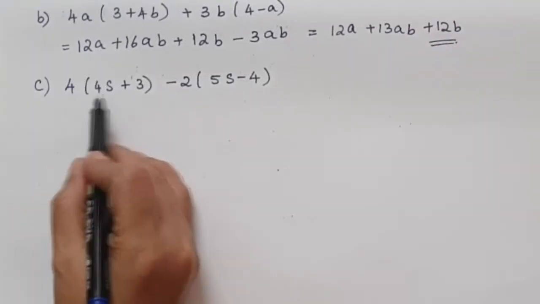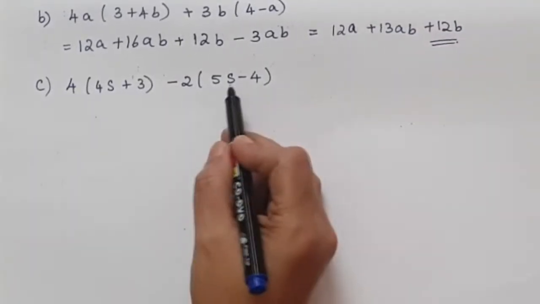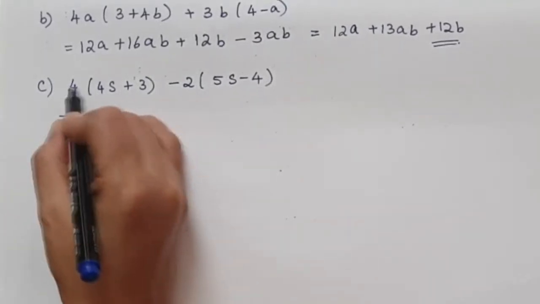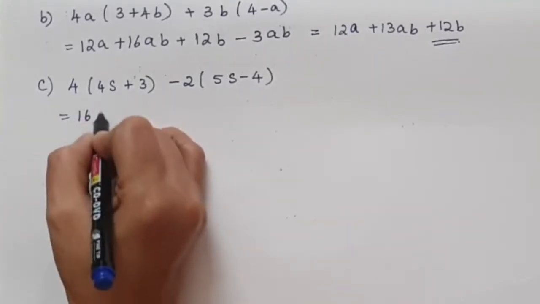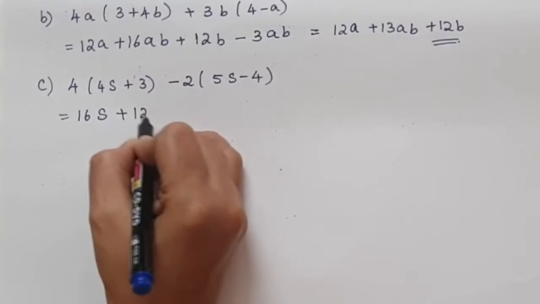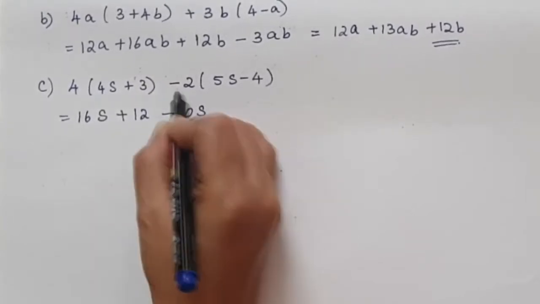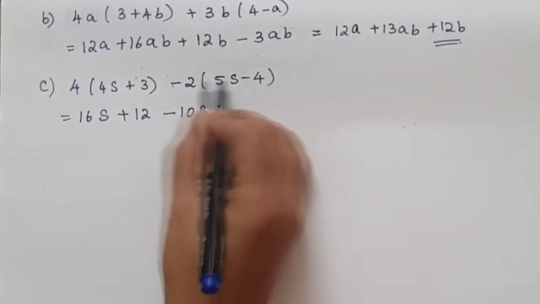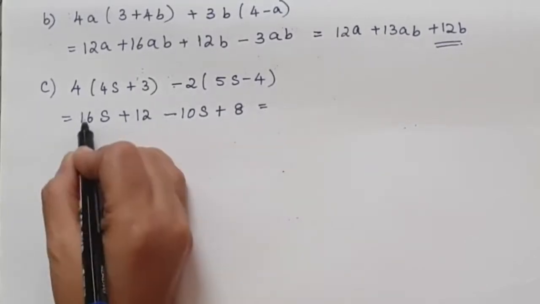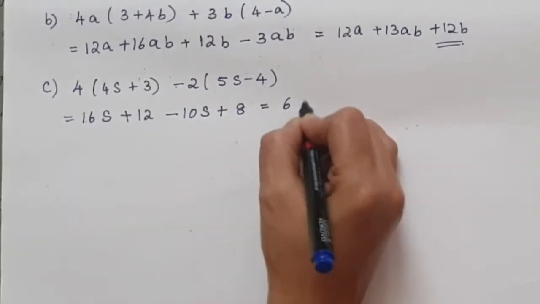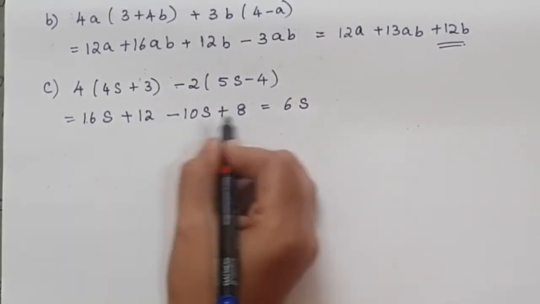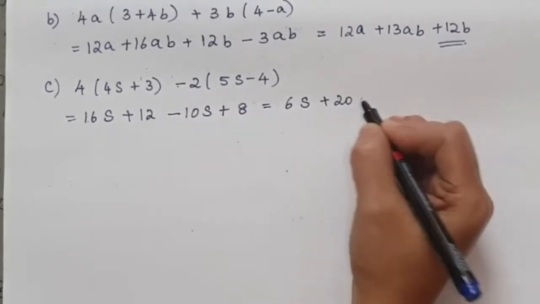Now the C part, 4 into 4s plus 3 minus 2 into 5s minus 4. So this 4 multiplies inside. So it is 16s plus 12. Then minus 10s, minus into minus is plus, 2 4s are 8. So 16s and minus 10s is 6s. Then it is 12 plus 8 is 20.